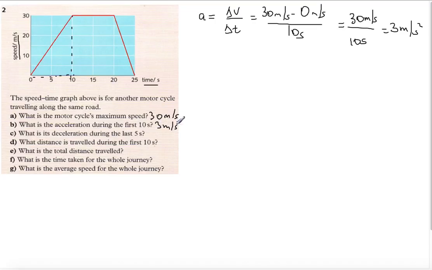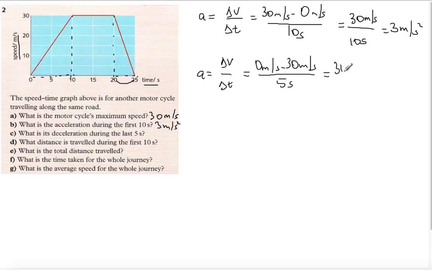What is the deceleration during the last 5 seconds? As you remember from the last lesson, we said that instead of deceleration, we can use negative acceleration. We are going to focus on the last 5 seconds and the acceleration during them. Change in velocity out of change in time. Final velocity is going to be 0 meters per second and initial velocity is 30 meters per second, out of the taken time, which is 5 seconds.